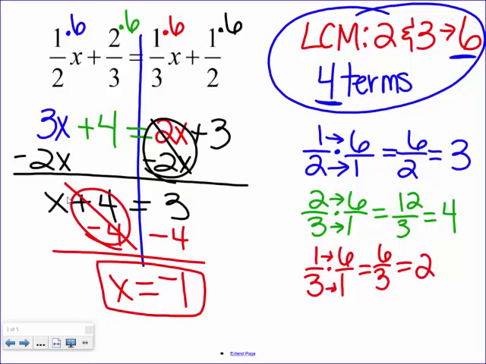So do you see how this fraction problem wasn't nearly as scary as it looked? It looks way difficult, right? But then when we actually start dealing with it, it's pretty easy.